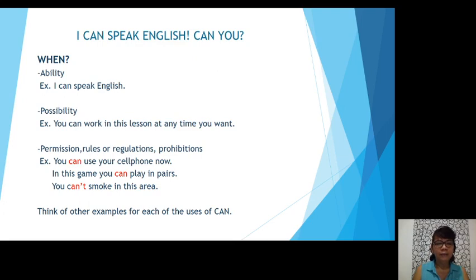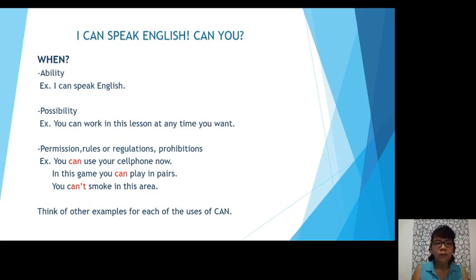You can't smoke in this area. That is a prohibition. Notice that it is negative. You can't. Tú no puedes. You can't smoke in this area. Imagine that you are in a hospital and most of the areas of the hospital are not allowed for people to smoke. So you may find there a sign that is saying you can't smoke.